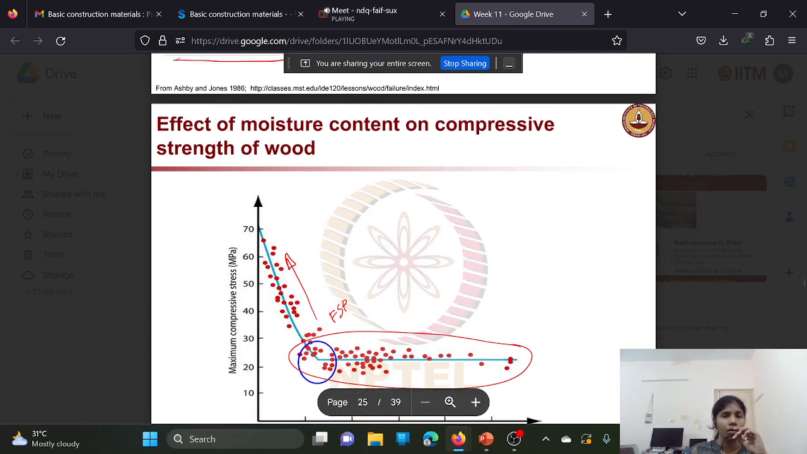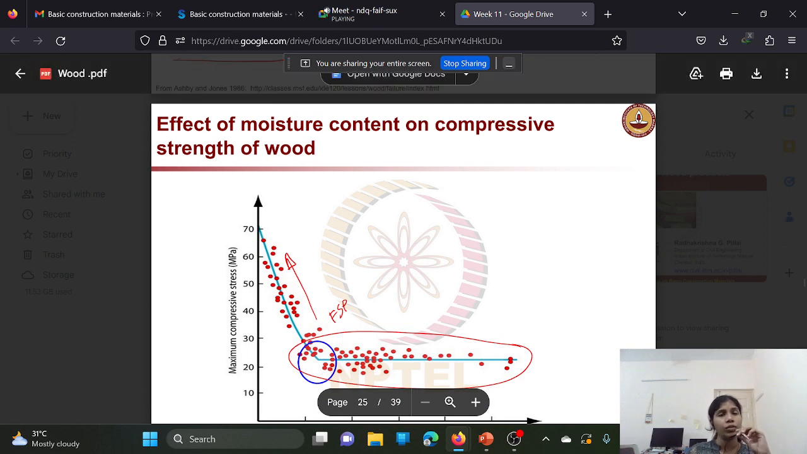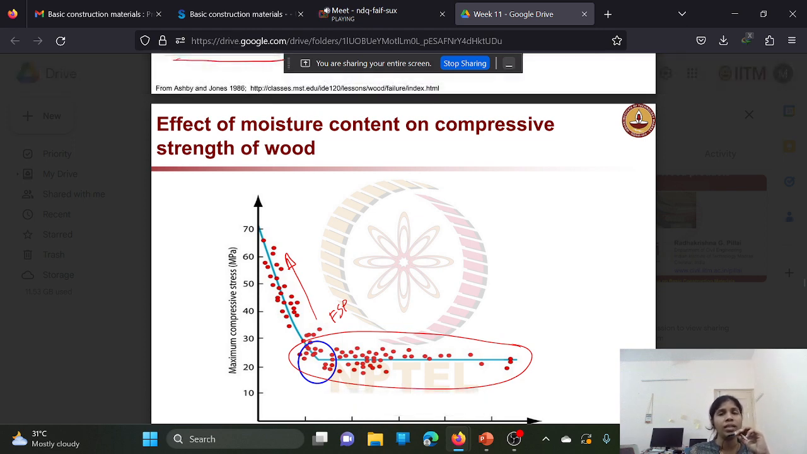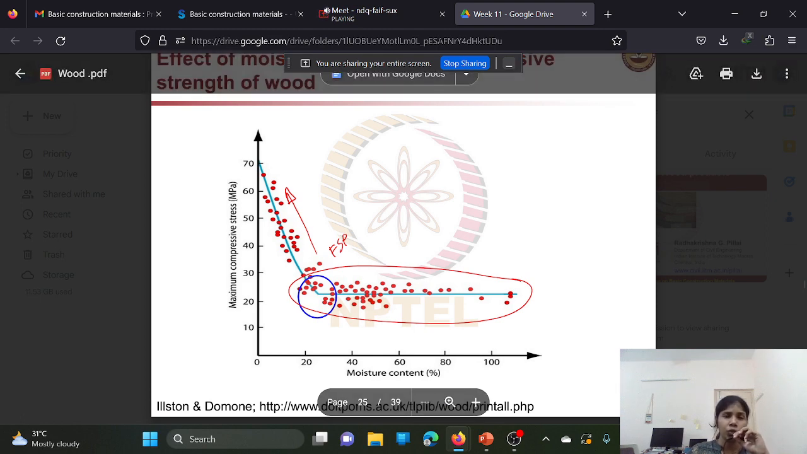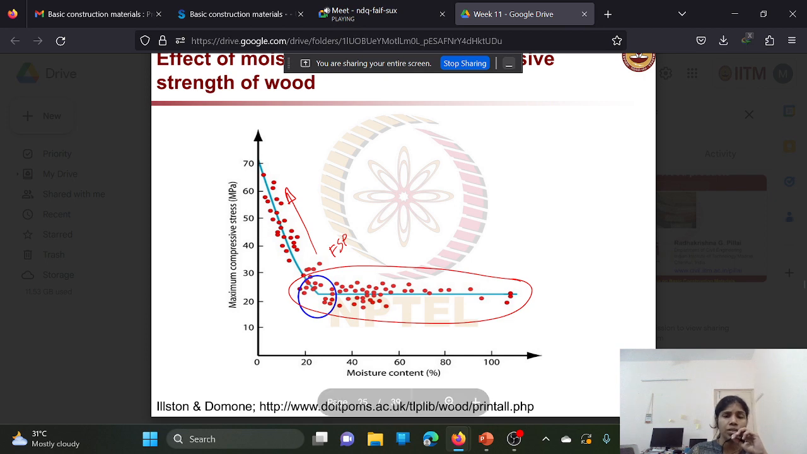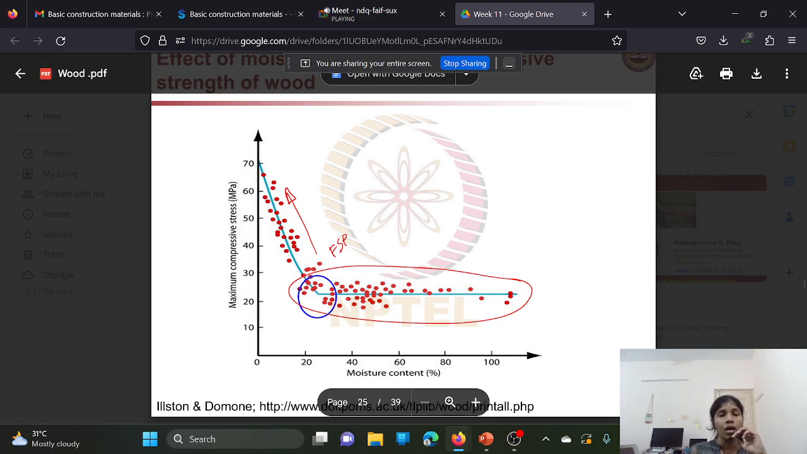Okay, and see the adverse effect of excessive moisture content is it will affect the compressive strength of the wood. This is the graph showing the maximum compressive stress versus the moisture content. You can observe here, when the percentage of moisture content increases, the maximum compressive stress is at lower levels.